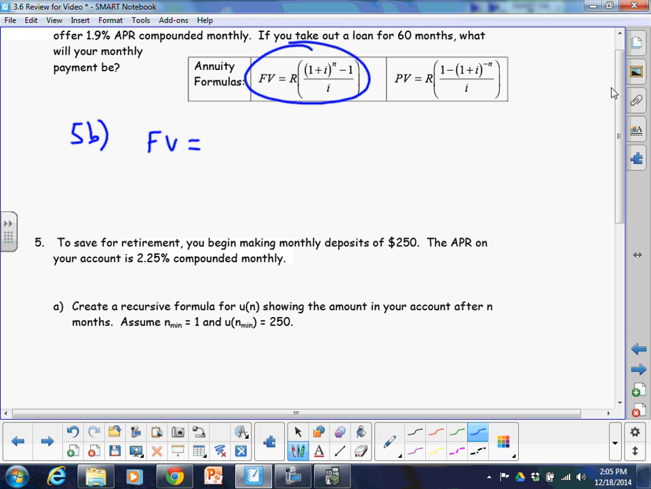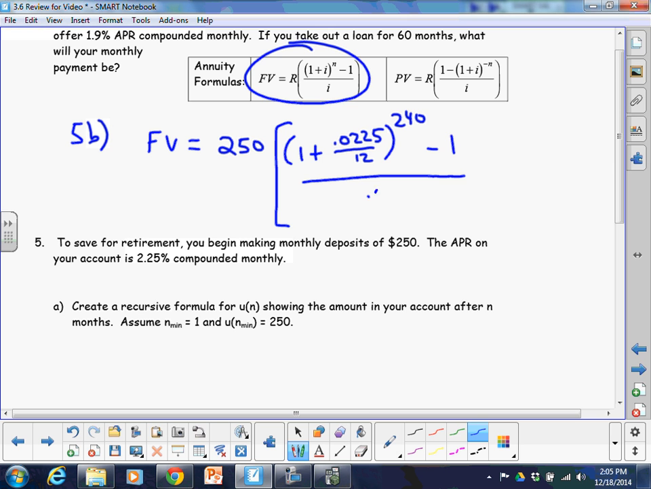Our regular payments in this case were $250, so that's R. Okay, it's going to be 1 plus the rate. And again, n was 240, right? That's how many months go by. And we're going to divide by the whole i value again.